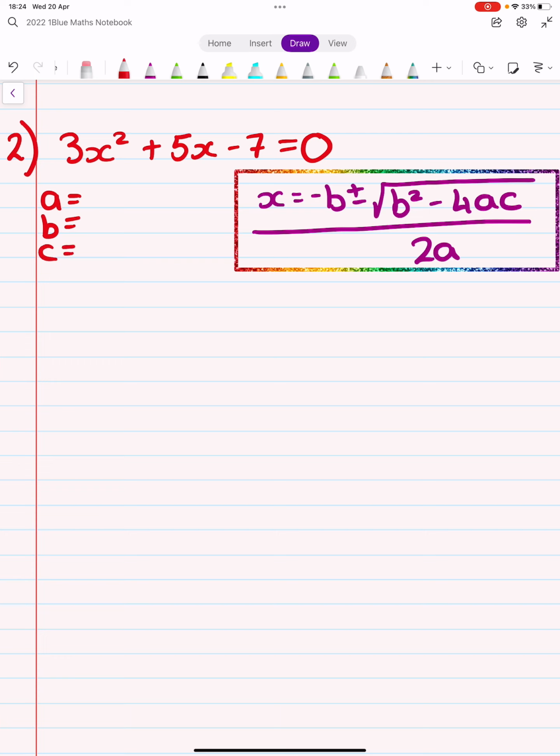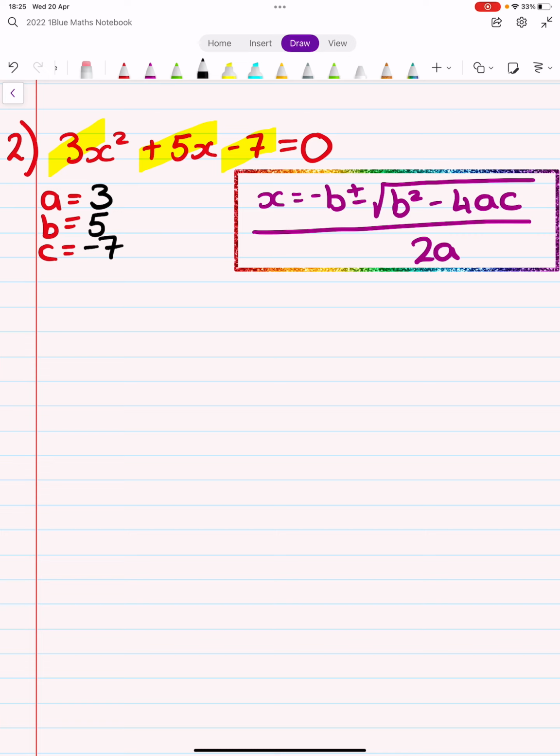So if we look at the question, we see that the number in front of x squared is 3. So that's our A value. We see that the number in front of x is 5. So that's our B value. And we see that the number left on its own is minus 7. And be careful to take the sign. So C is minus 7.